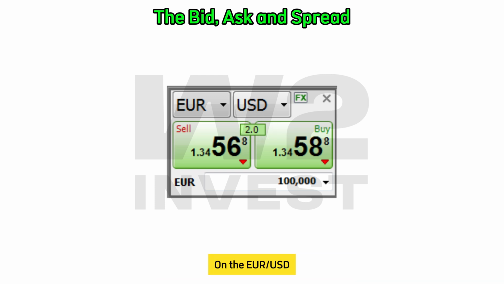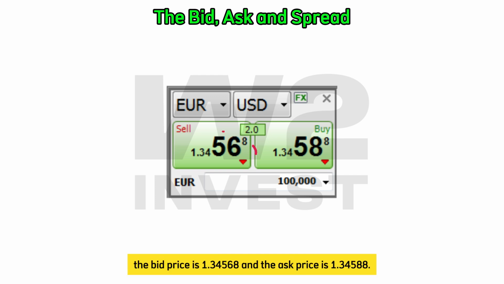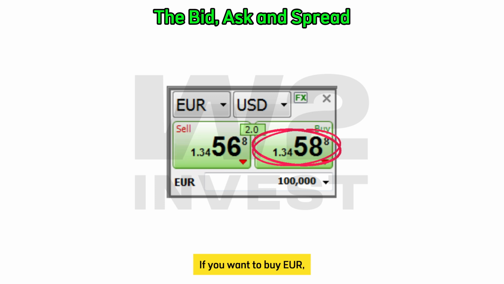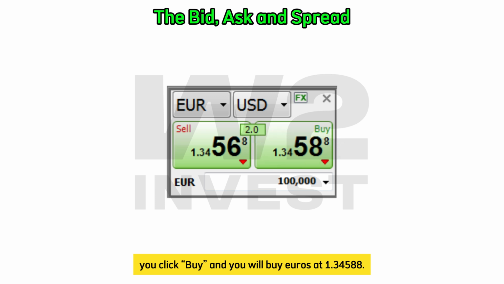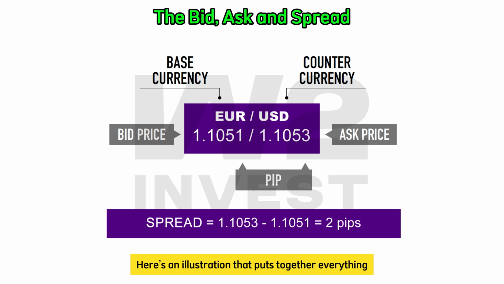On the euro to US dollar quote above, the bid price is 1.34568 and the ask price is 1.34588. Look at how this broker makes it so easy for you to trade away your money. If you want to sell euro, you click sell and you will sell euros at 1.34568. If you want to buy euro, you click buy and you will buy euros at 1.34588. Here's an illustration that puts together everything we've covered in this lesson.